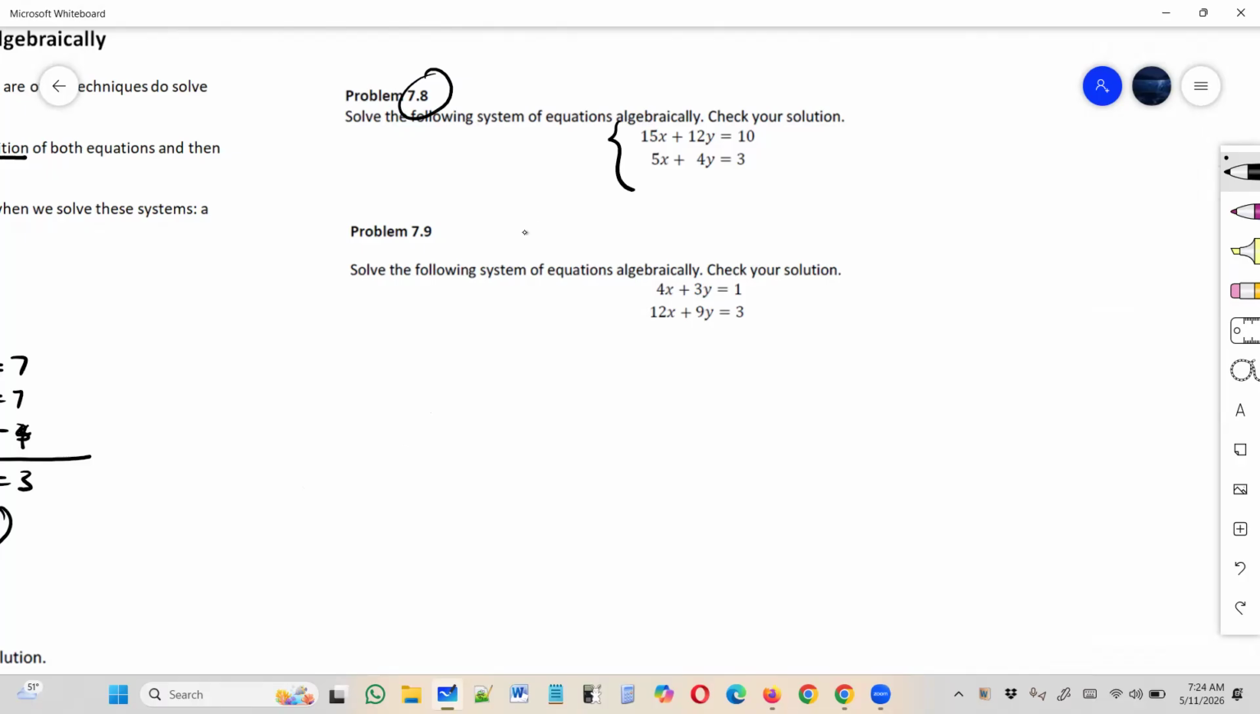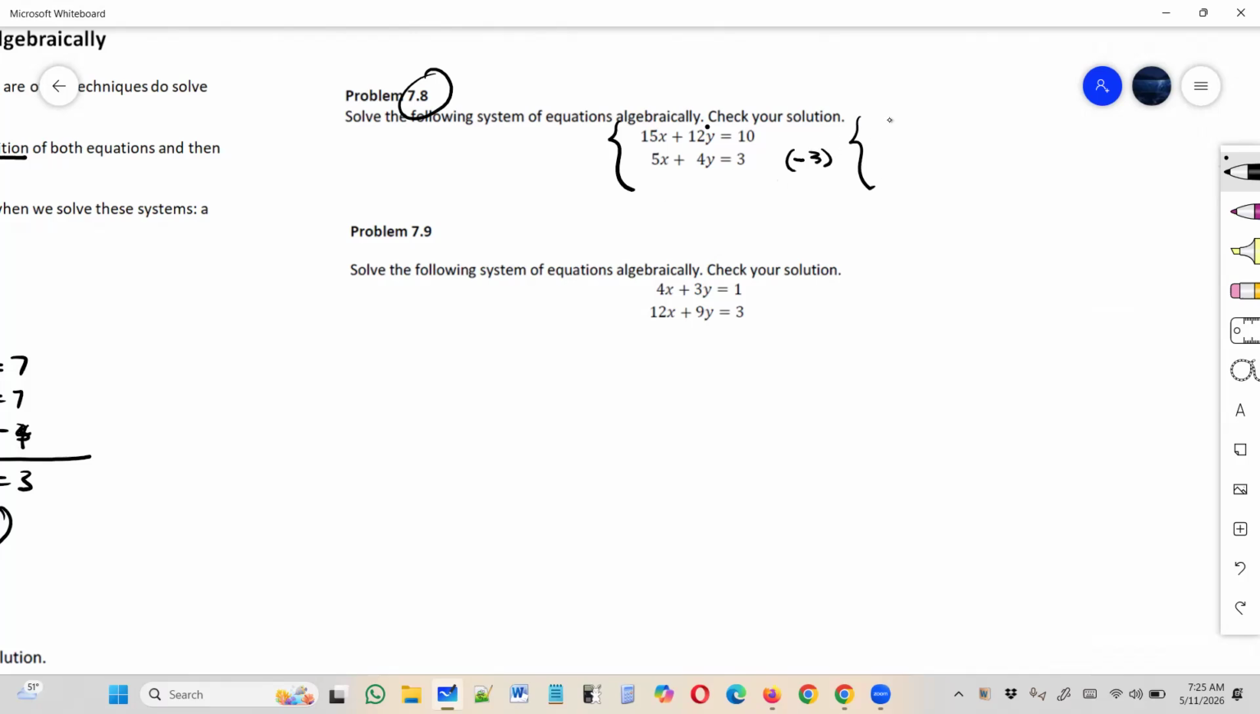Problem 7.8. So let's take a look at the equations again. They're already lined up, which is nice. And if I add them as they are, the x's will be 20x and the y's will be 16y. So that doesn't help. So I'm going to have to multiply one equation by a number to cancel one of the two. So I'm going to decide to cancel the y. To cancel the y, I'm going to multiply the second equation by -3.